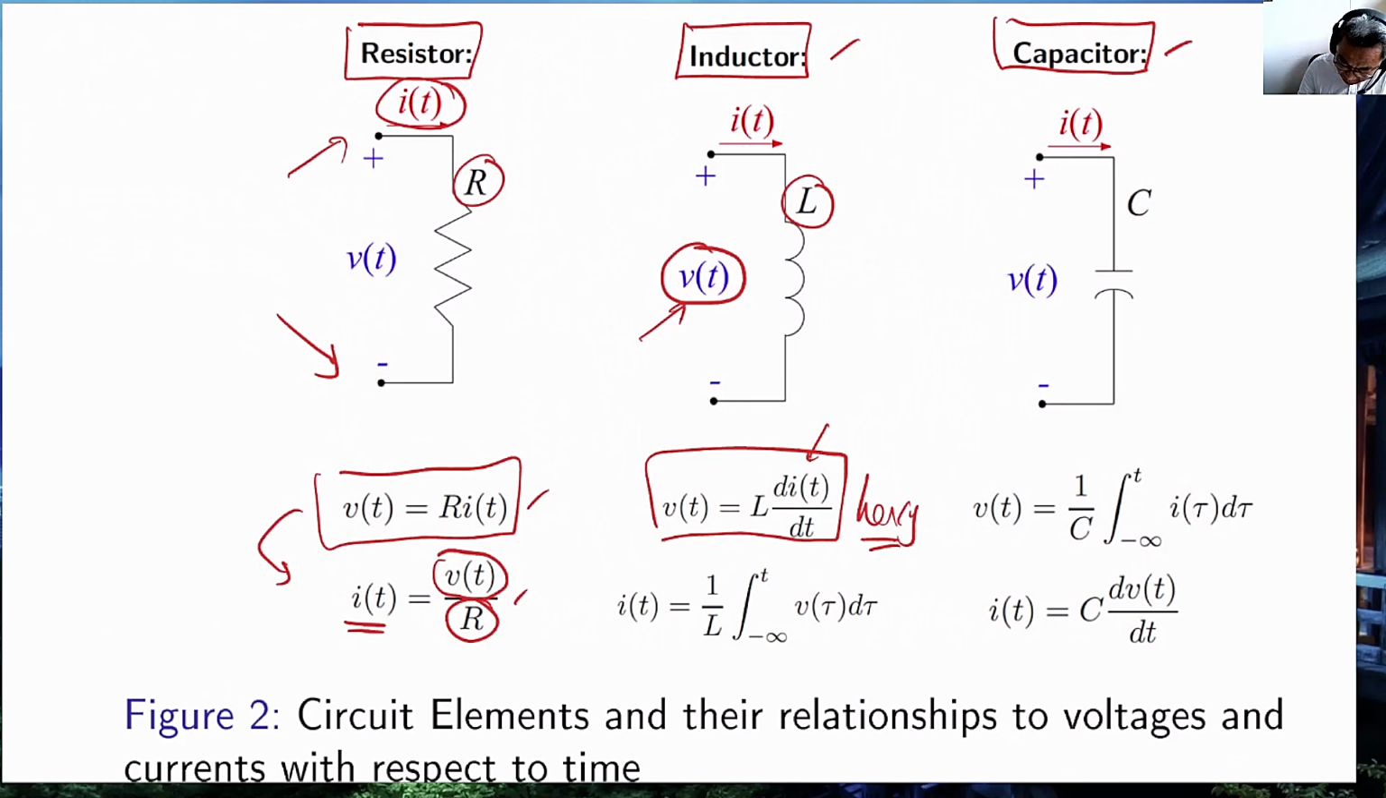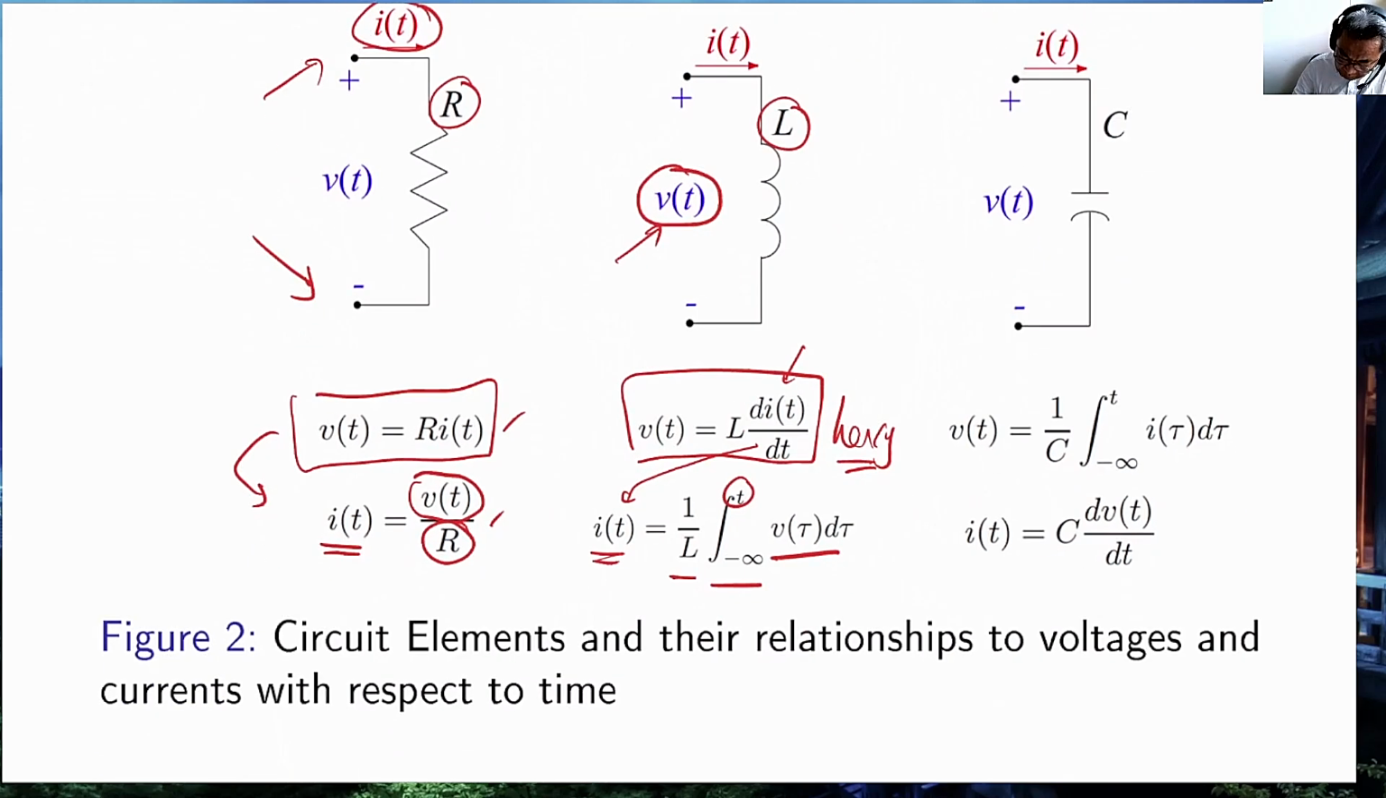And now if you want to find the current, then you integrate on both sides. Then the current at the instance is 1 over L times this accumulation function, the integral from minus infinity to t of v(tau) d tau. So this is the fundamental theorem of calculus, showing this equation over here.